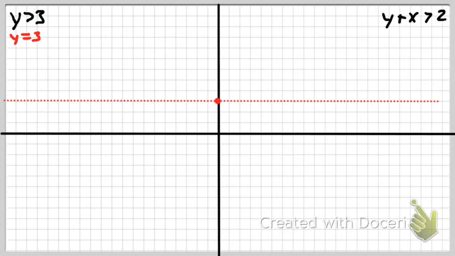We need to test 0, which only takes one because there's only one letter, to see if it is true or false. When we put in 0, we get 0 is greater than 3. That is false. So we would shade above.